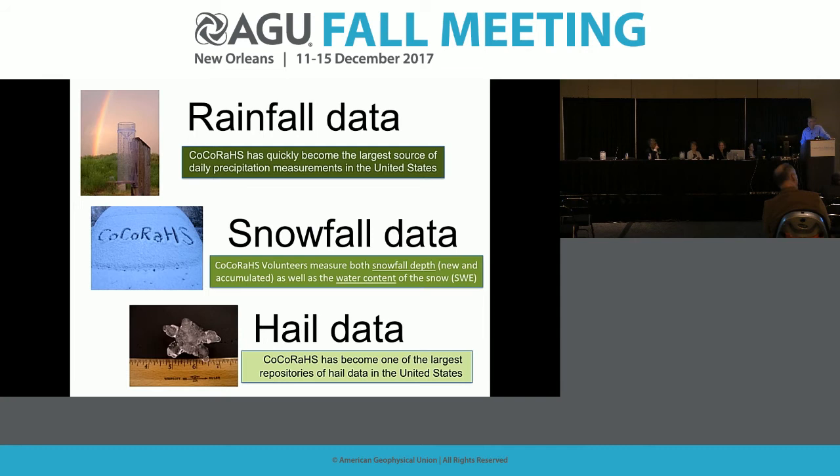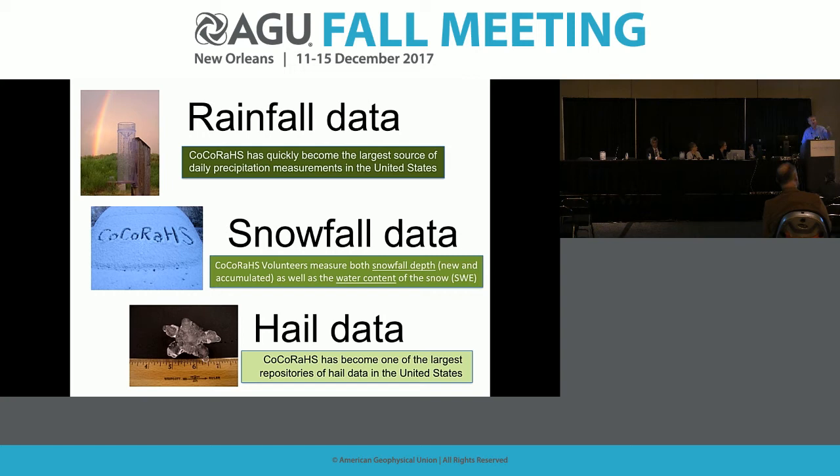I mentioned we gather rainfall data, snowfall data, and hail observation. It is the largest source. It exceeds the number of observations taken each day by National Weather Service cooperative observers. A wonderful historic program, don't get me wrong, and they measure temperature as well. But this program in numbers exceeds that in this day and age.